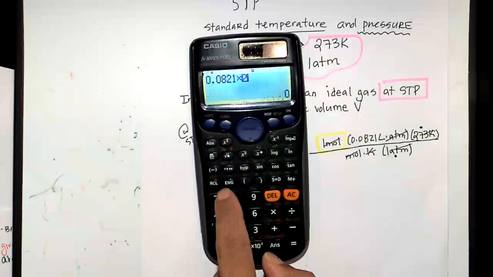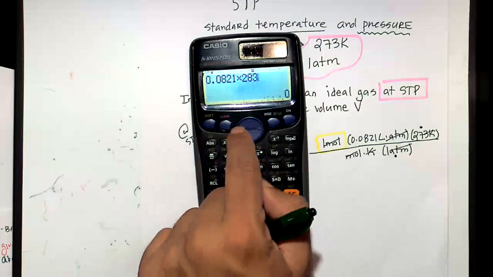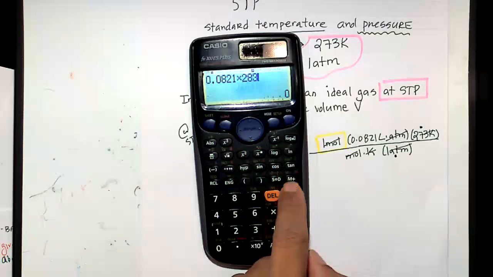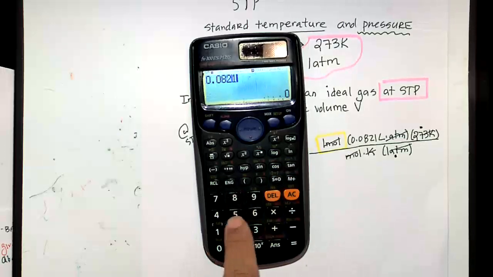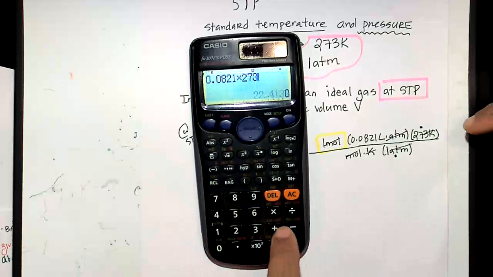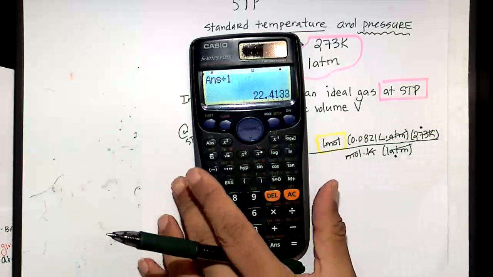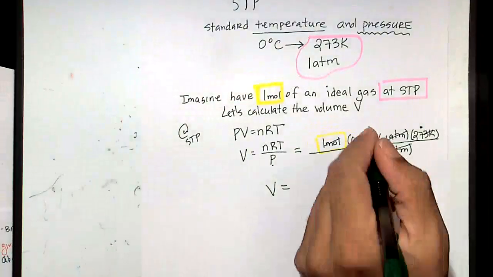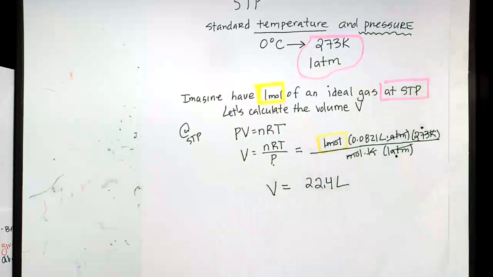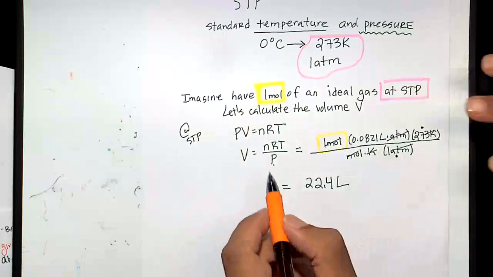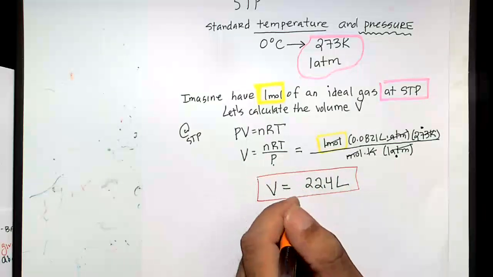So 0.0821 times 273, divided by 1. Okay, 22.4, and my units left over are liters. So this is the volume of 1 mole of an ideal gas at STP.